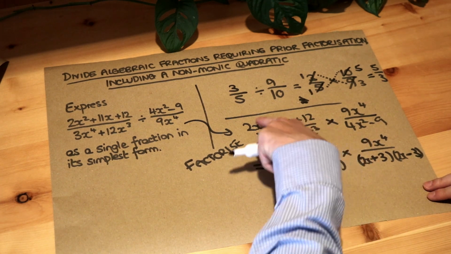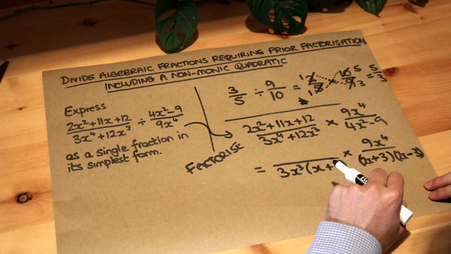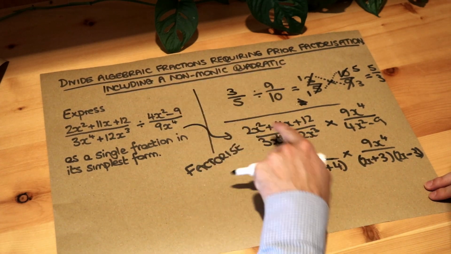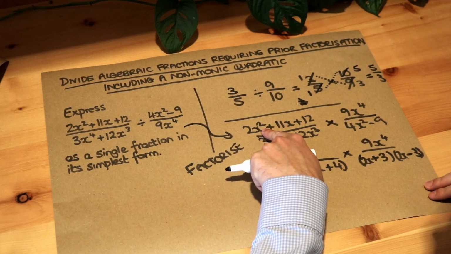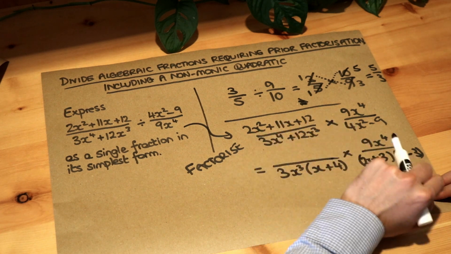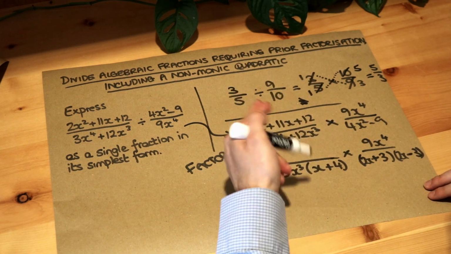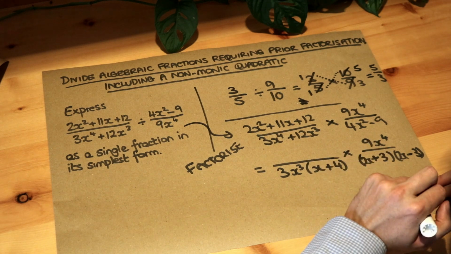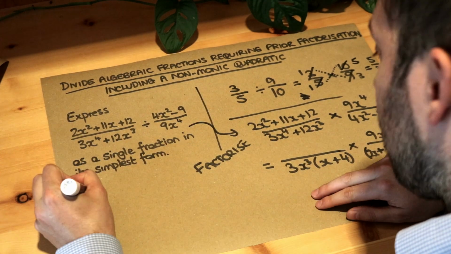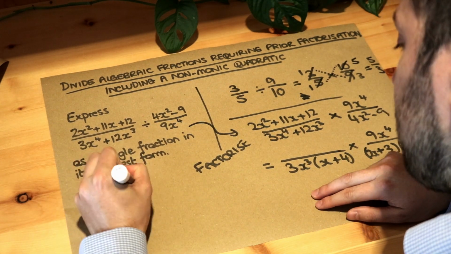Now, the thing I left till last was this quadratic here. It's known as a non-monic quadratic, as per the title, because the number in front of the x squared, the coefficient of x squared as we call it, is not 1. If it was 1, we'd call it a monic quadratic. And I'm going to do that over here. So the 2x squared plus 11x plus 12.